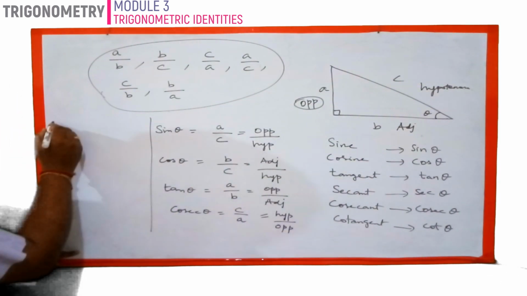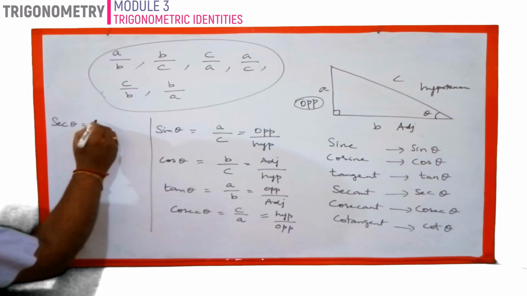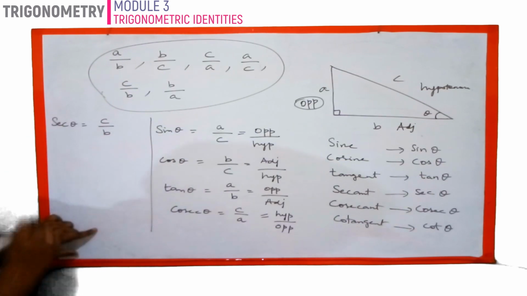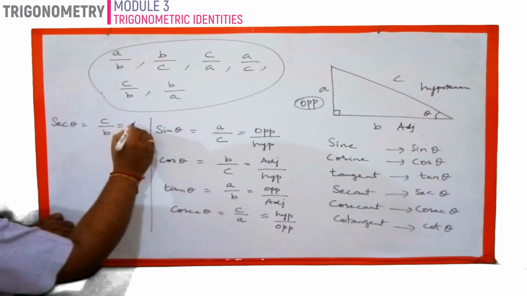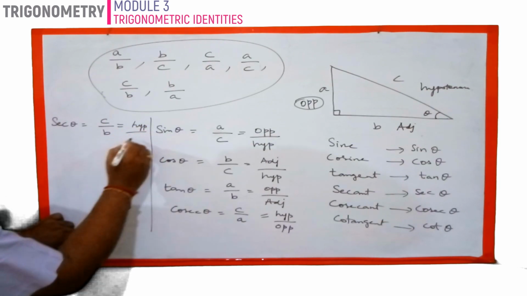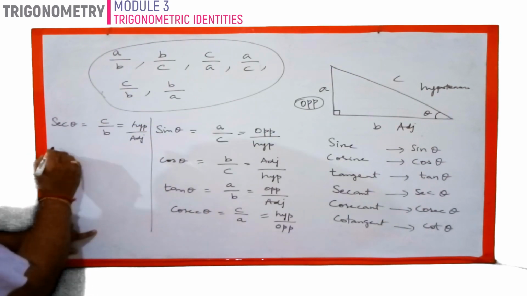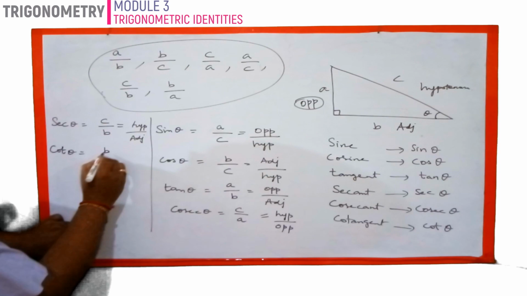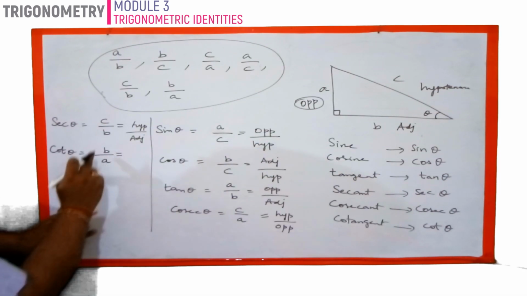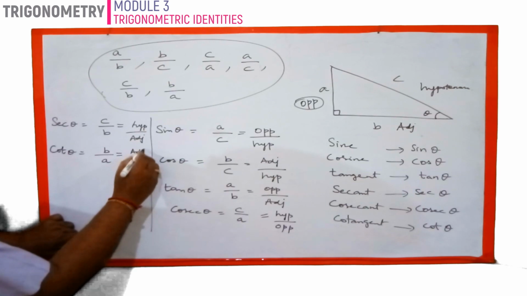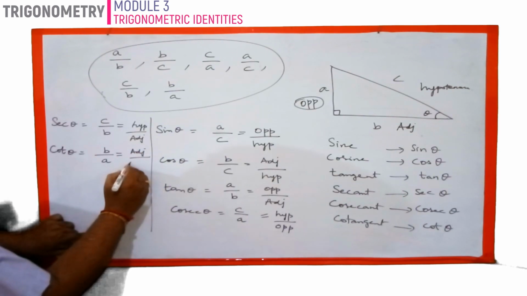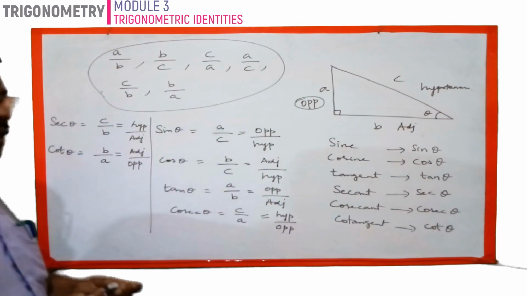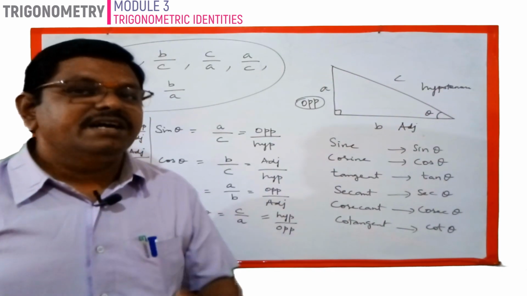Similarly, secant theta is the ratio of side C by side B. Here side C is the hypotenuse and side B is the adjacent side. And cot theta is the ratio of side B and side A. Side B is the adjacent side and side A is the opposite side. So we should remember all these 6 different ratios. All these 6 different ratios are called trigonometric ratios.